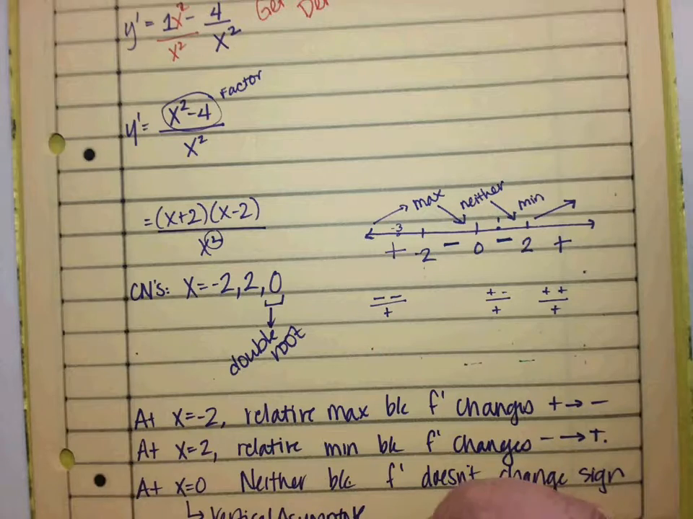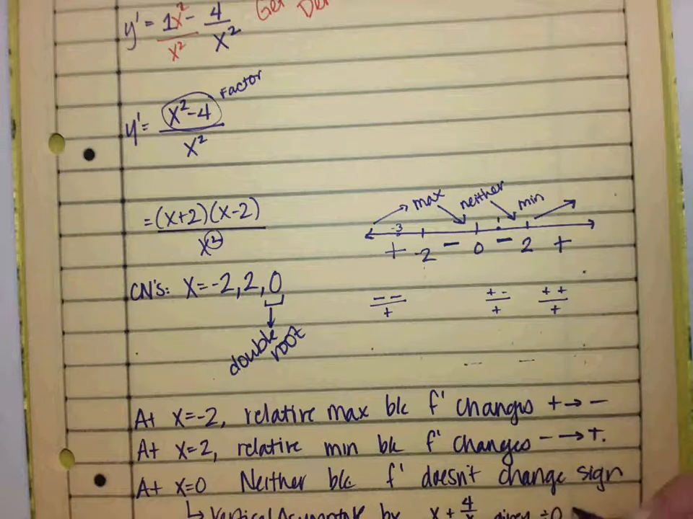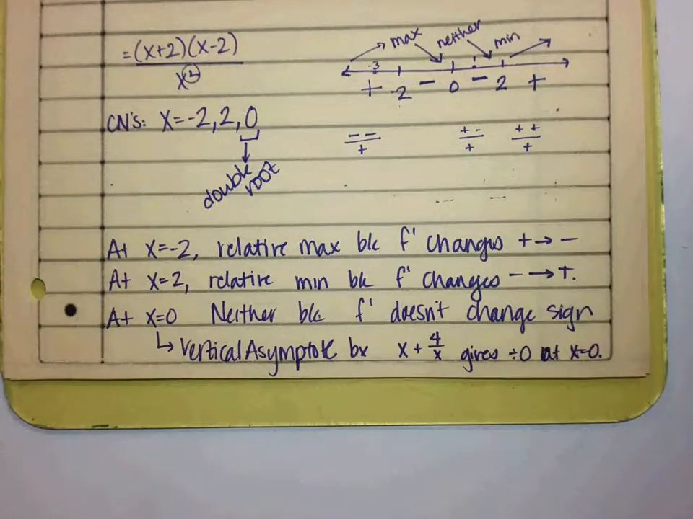Okay, vertical asymptote because x plus 4 over x gives divide by 0 at x equals 0. So remember, whenever you get a 0 on the bottom, that should be telling you that you have a vertical asymptote at that point. Okay? Good job.